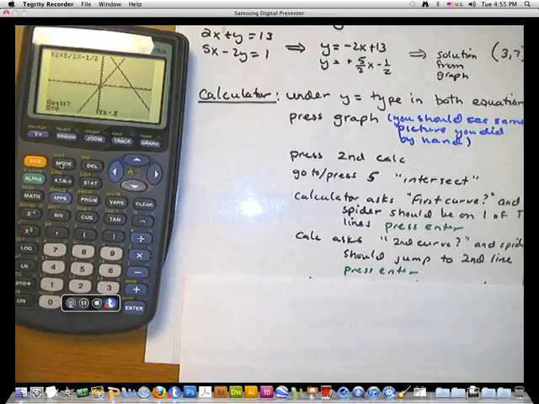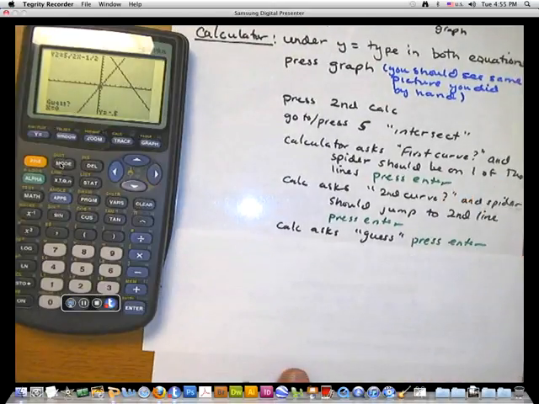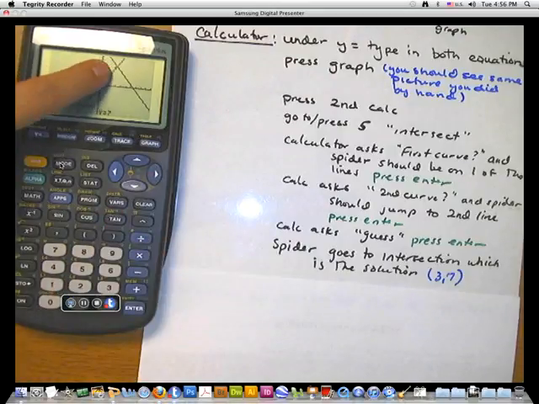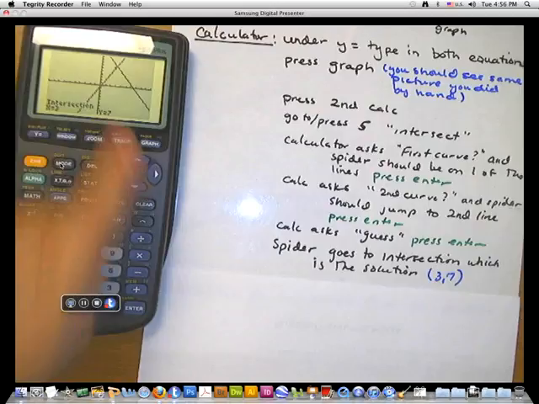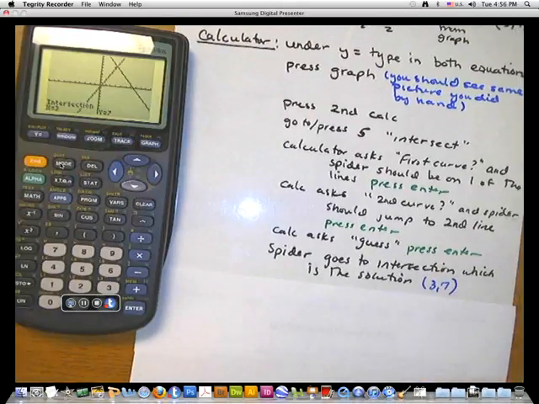All right, then it says, are you sure? Are you sure that those are the right ones? Hit enter. So at this point, all we've done is really just hit enter, enter, enter. And now that little flashing spider is going to go right to that intersection. And that intersection we see down here as the point 3, 7, which is what we found yesterday when we graphed it by hand.